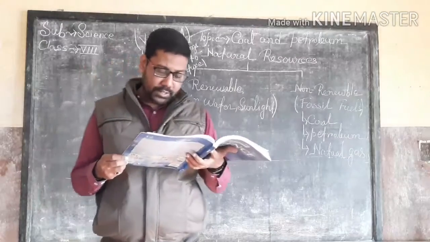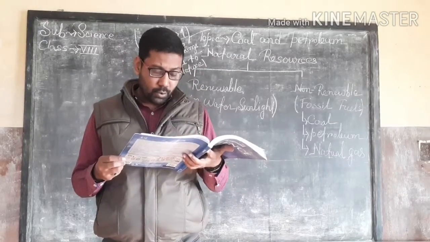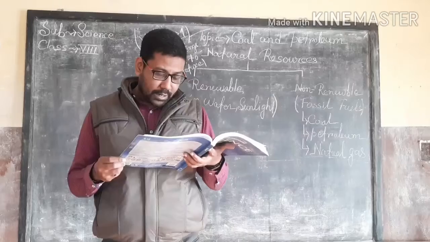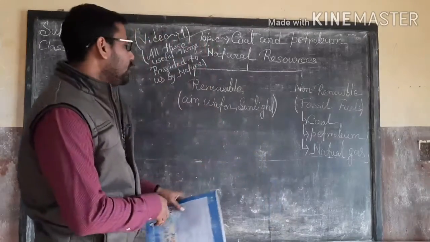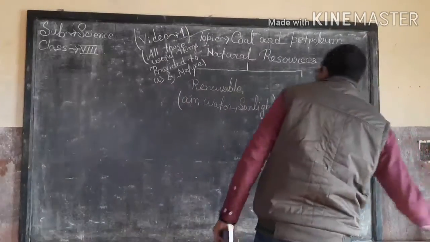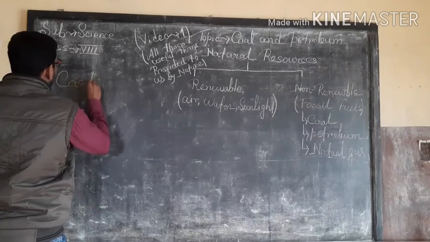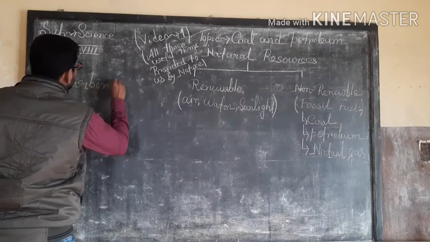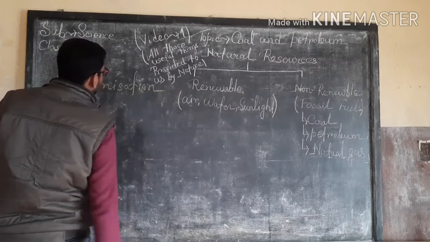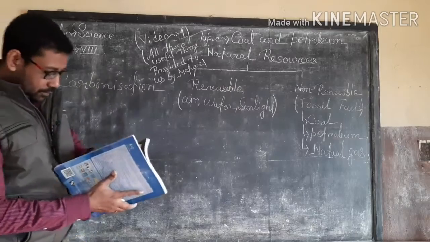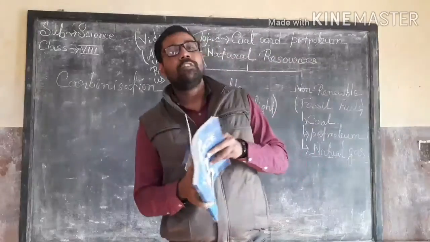This slow process of conversion of dead vegetation into coal is called carbonization. Carbonization. So this word is very important. And coal mainly consists of carbon.